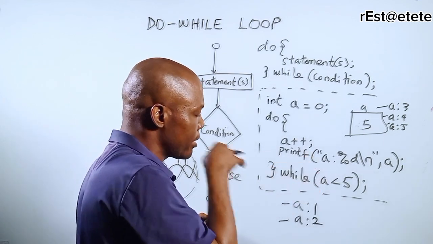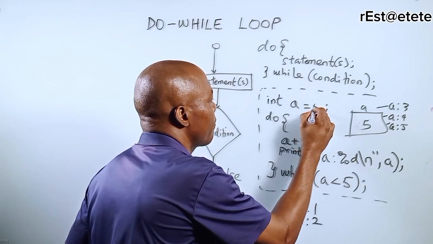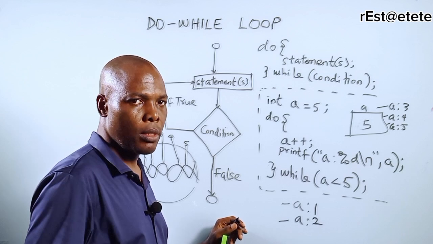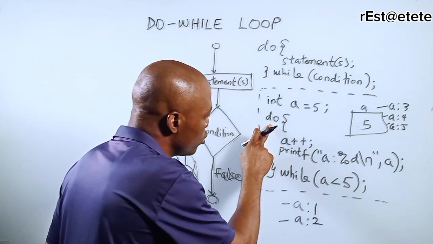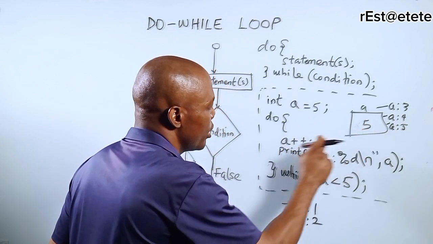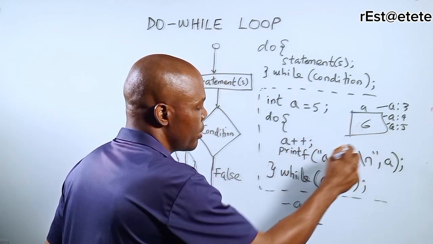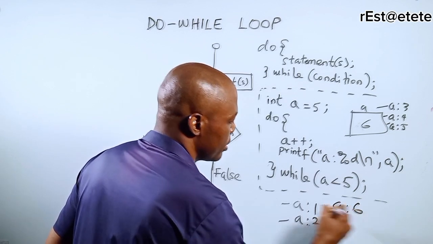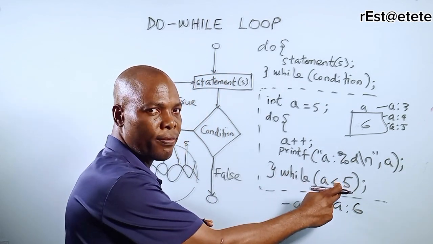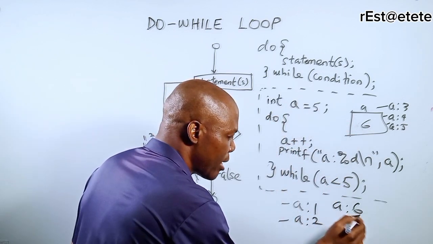Now, in this case, what if I now change this place to 5? What will happen? Do will come in, a plus plus, that means this place is 5. It will increment it to 6. Then it will print out a 6. Then it will check the condition. A less than 5, 6 less than 5, that is not true. It will exit. But it has printed out one time.